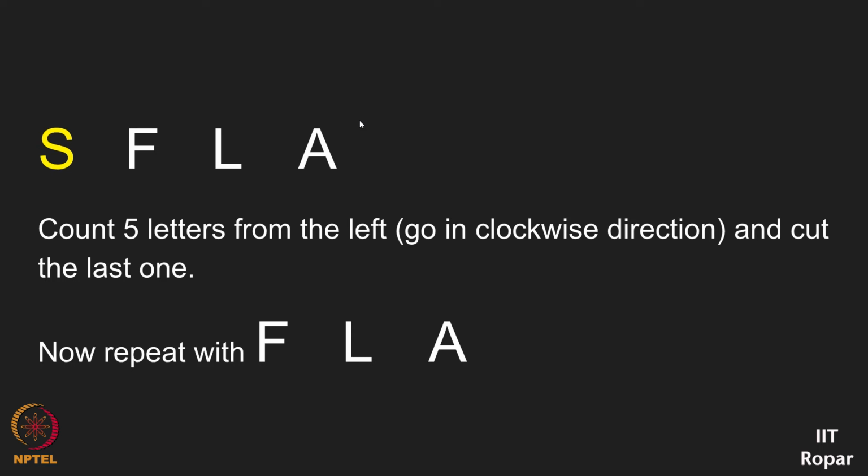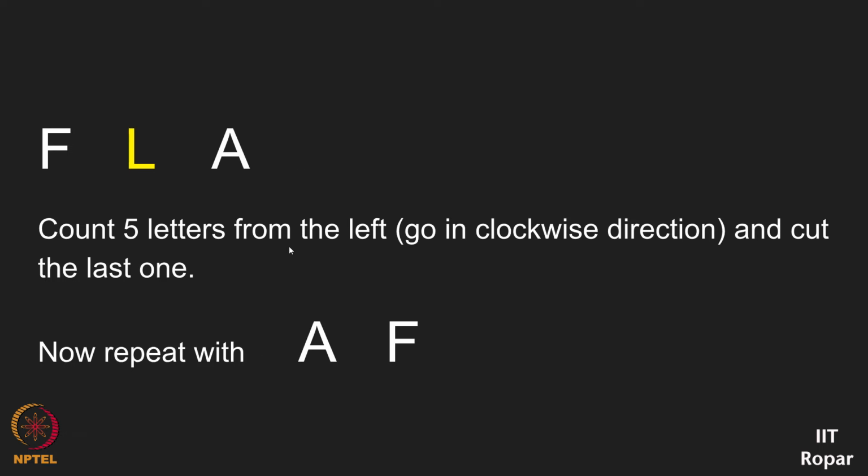So you have to now compare FLA. Let us do that. FLA. Same like that, you have to count 5 and go in the anti-clockwise direction. Please note this, it's anti-clockwise because we are going this way. So 1, 2, 3, 4, 5. We are at L. So L is not the relationship. So you cross out this L.